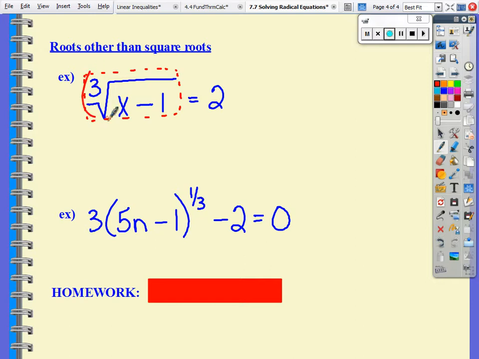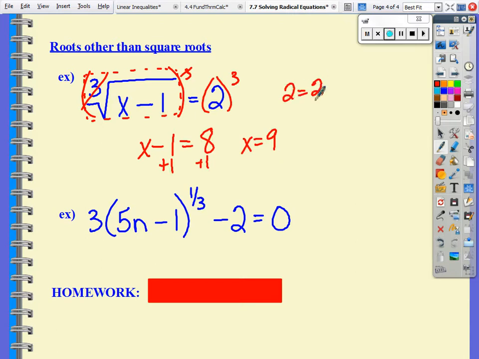Cubing it. Whatever you do to one side, you've got to do the other. So we cube both sides. This cancels. You're left with x minus 1. 2 cubed, not 6. Be careful. It's 2 times 2 times 2. It's 8. Add your 1, and you get 9. Awesome. Let's check our answer. 9 minus 1 is 8. The cube root of 8 is 2. Does 2 equal 2? Sure it does. And so I know that's my answer right there.